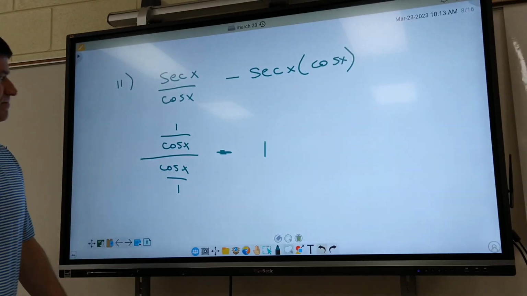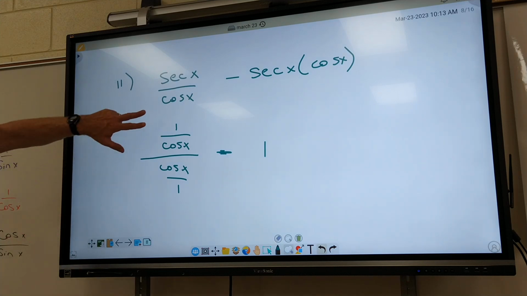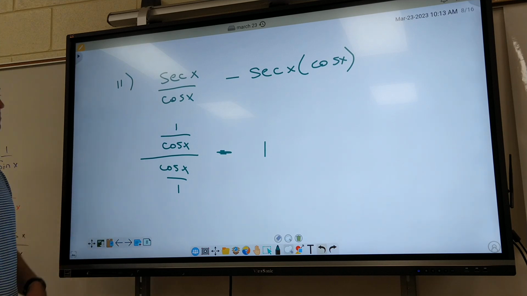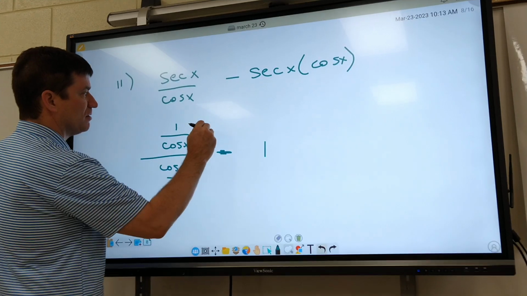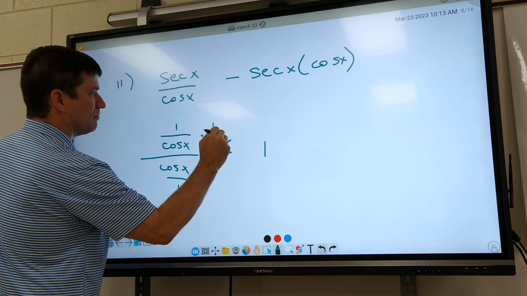All right, what's next? What's that, Jacob? Keep, change, flip. Good. We're going to keep, change, flip this fraction. I flip that over, and it looks like that.